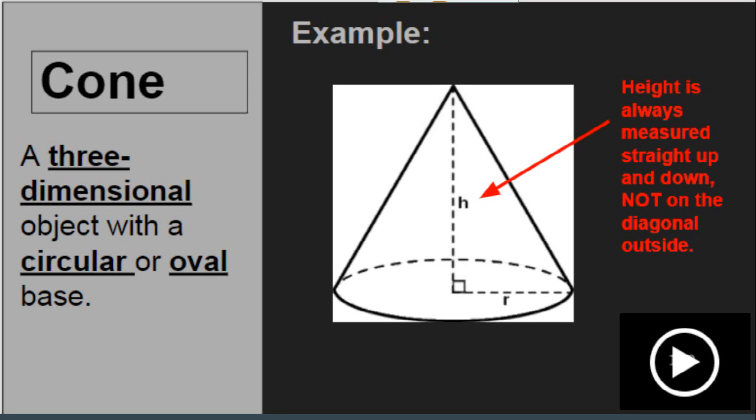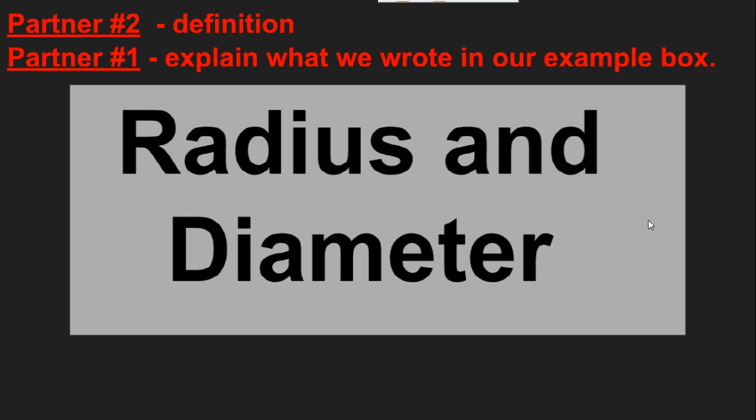The last thing we're going to talk about before we get into our book is the difference between radius and diameter. We covered this a little bit yesterday with Mr. Schrog, and now we're going to look at it one more time. This time we're going to switch, and partner number 2, you're going to read the definition. Partner number 1, you're going to explain our example box. Okay, ready, go.